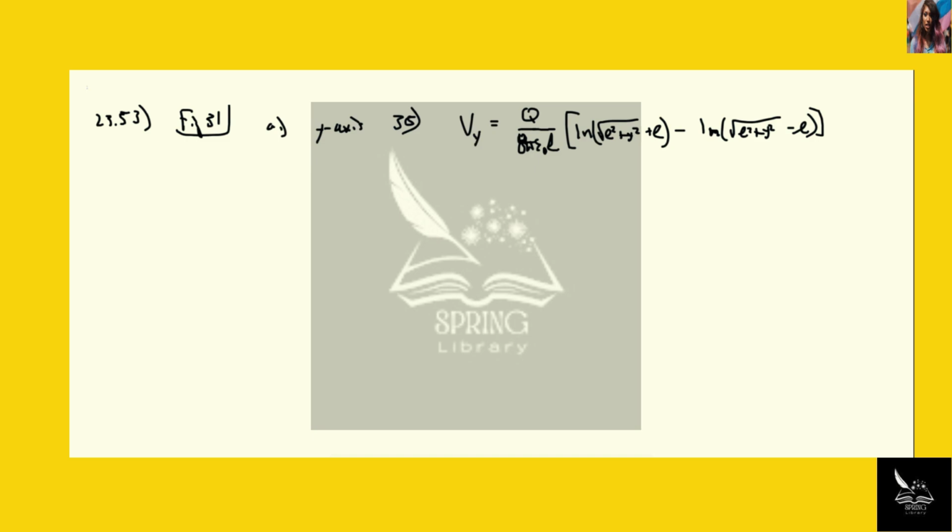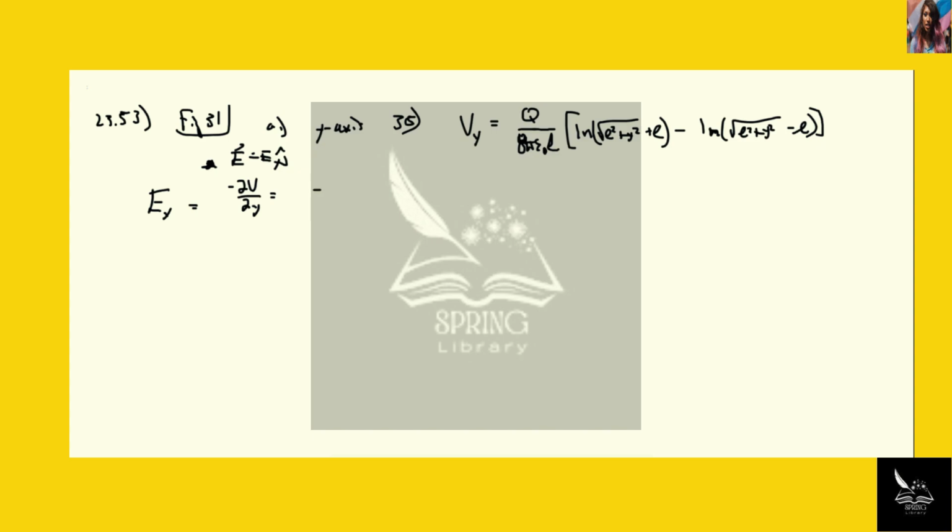Okay, so if that's our Vy on the y-axis, if we're trying to figure out what the electric field is, we should know from just a symmetry argument that the field will only point along the y-axis. So that means E equals Ey times j. So let's figure out what that is. Ey is given as negative partial V partial y. Since we have the expression for V, we can just differentiate.